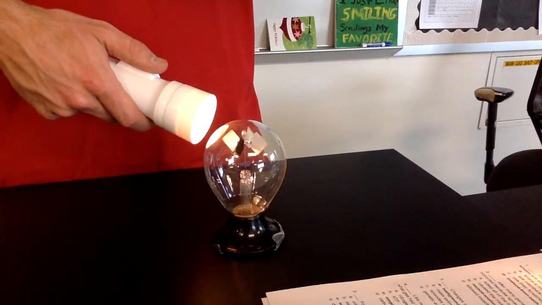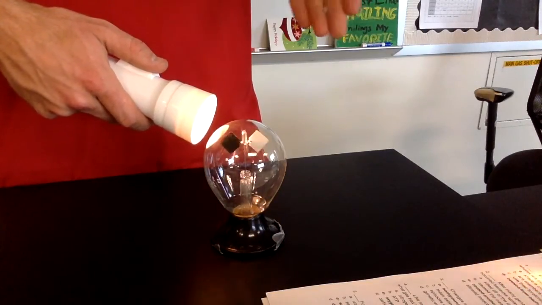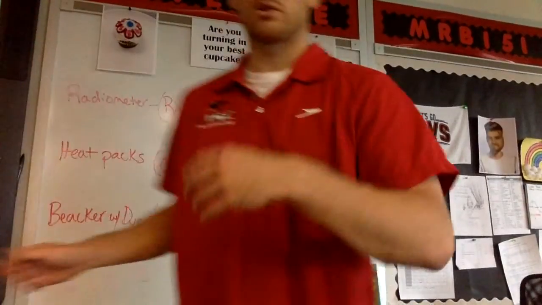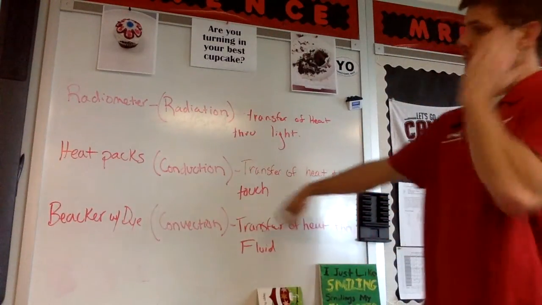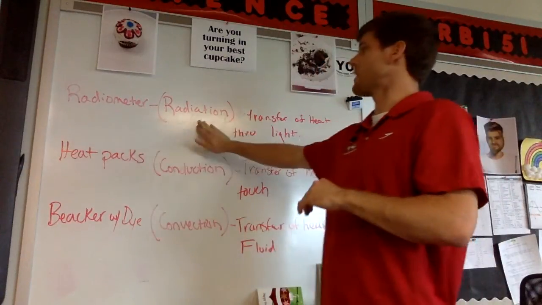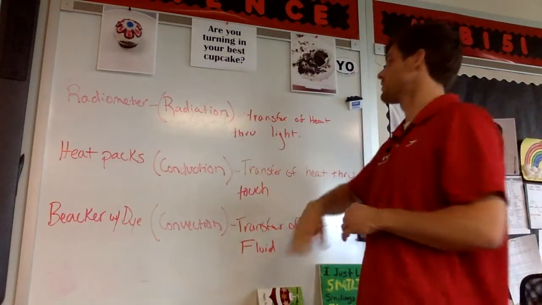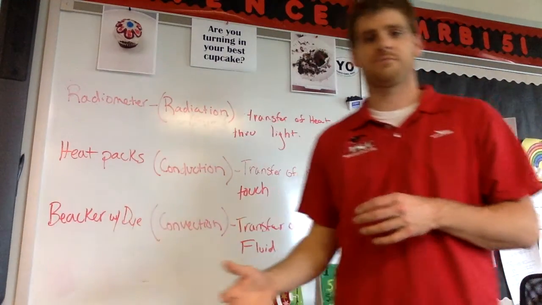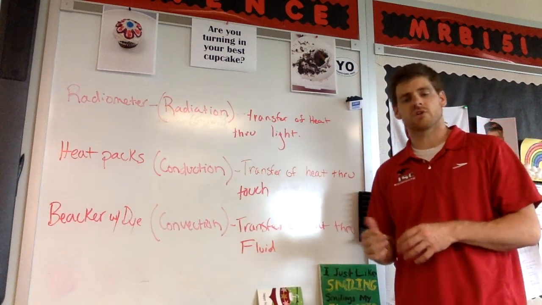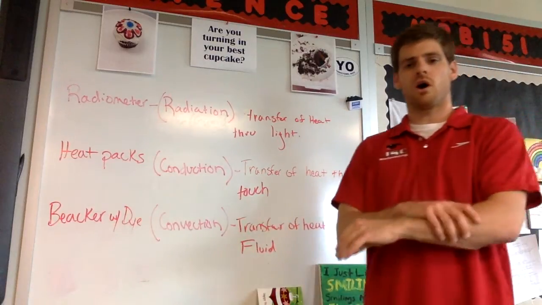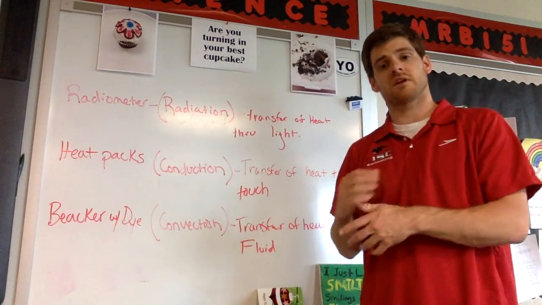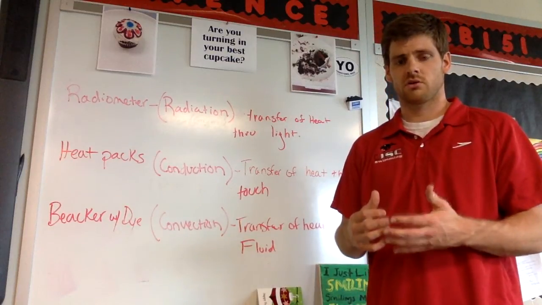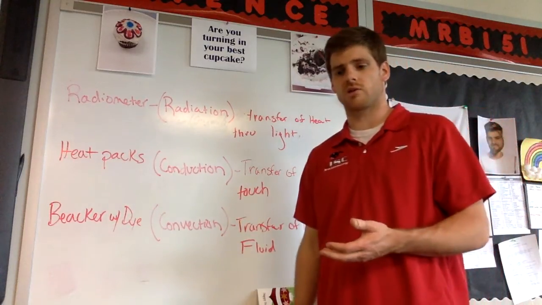We're talking about heat transfer through light. And that is what we will call radiation. Okay, so if you take a look up at the board, we have the radiometer as our example number 1, but then radiation is the form of heat transfer. And that's transfer of heat through light. You guys know that when you go outside and you stand in the sun, you've been out in the sun, and all of a sudden you can feel the sun on your skin. That is because the heat is being transferred from the sun to your skin through the form of radiation.